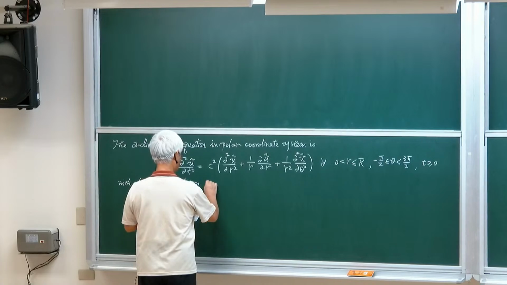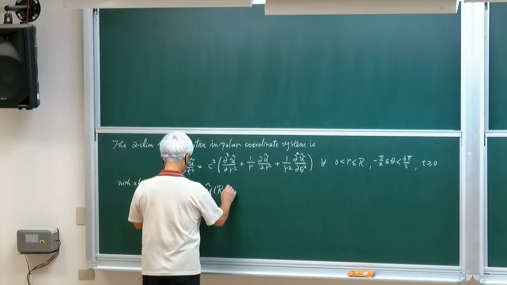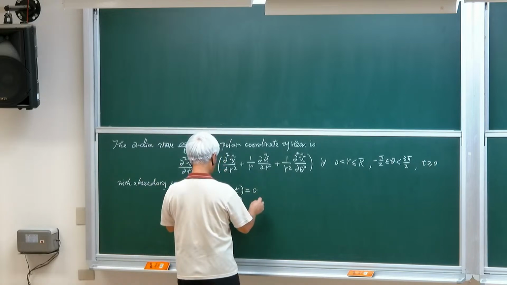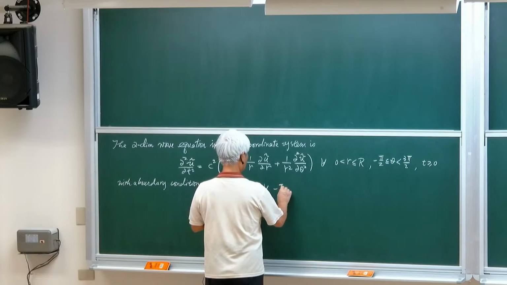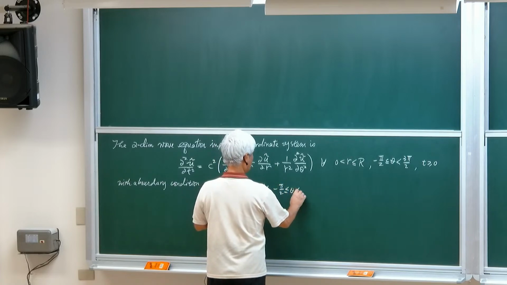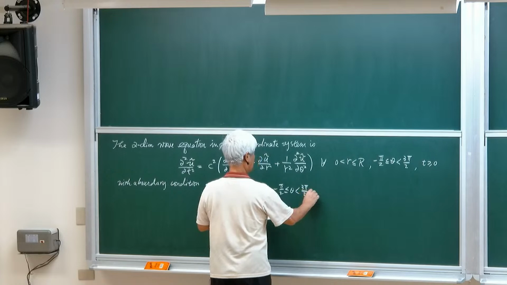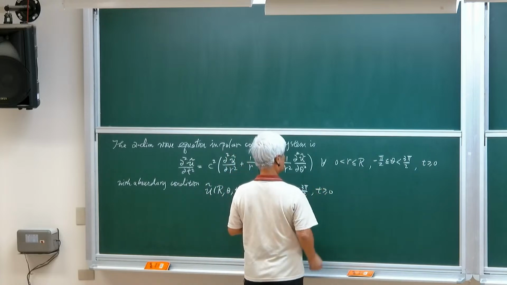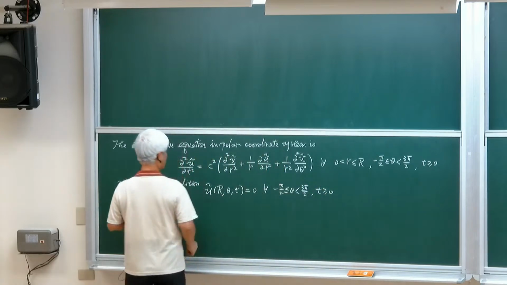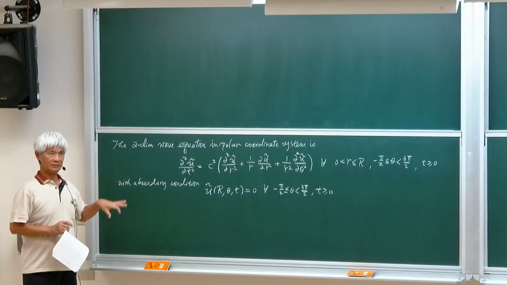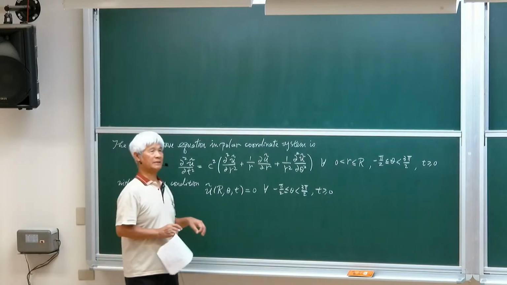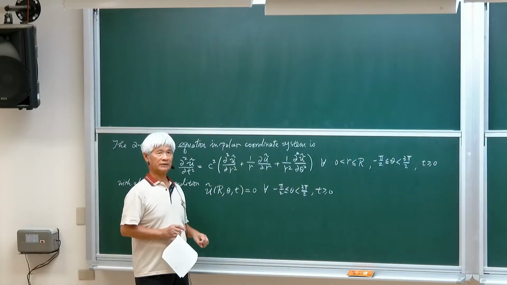With a boundary condition that u(r, theta, t) is equal to 0 for r equal to R and all theta, which means that the circular membrane is fastened at the boundary of the circular disk.